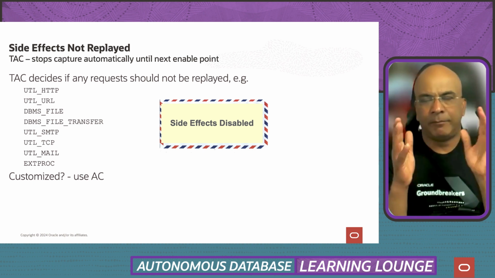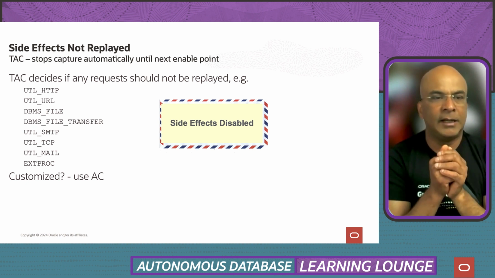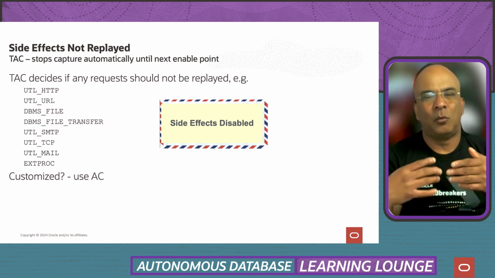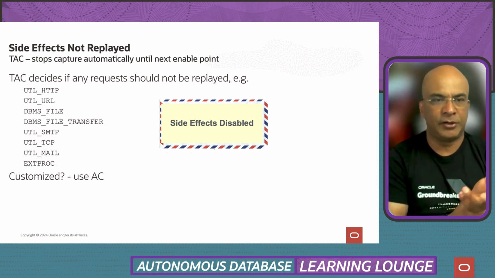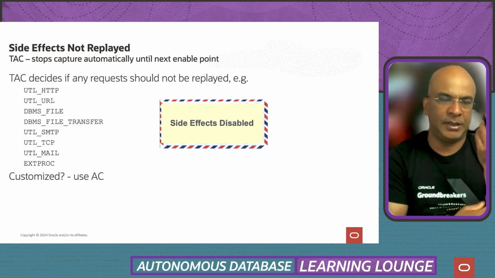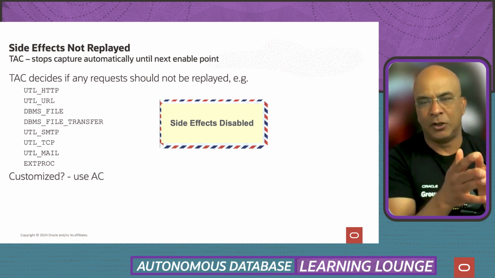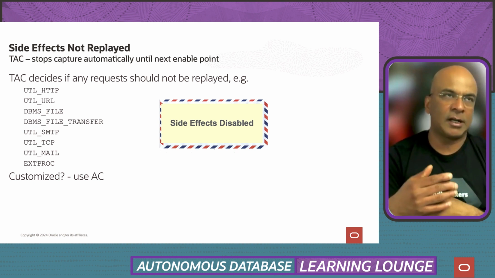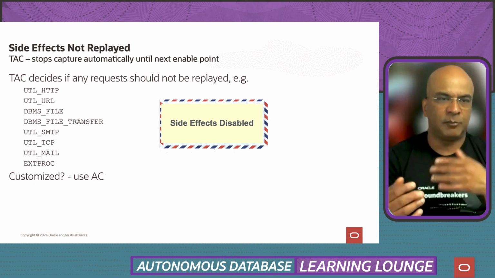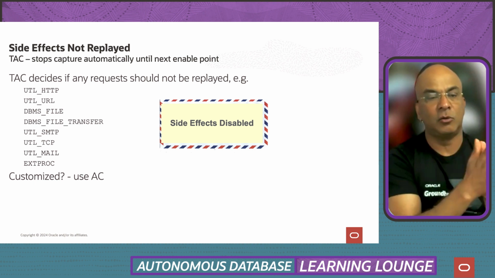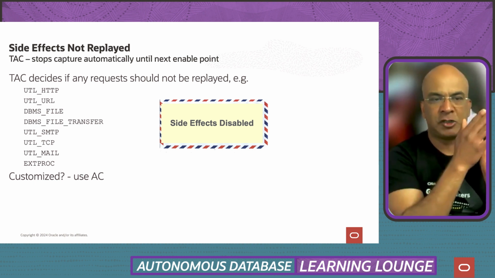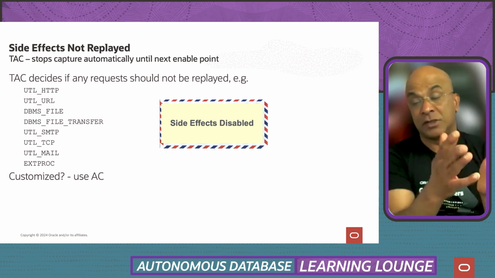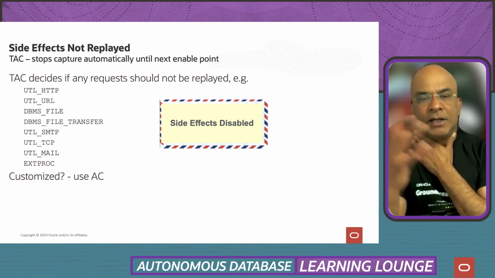Certain things, as I said, I did DBMS output, but you can see that anything that does any operation on the local side, we cannot do anything. For example, if you're using DBMS file or SMTP, we are not able to do any replay with TAC. With AC, you can customize it, you can add code to customize it, but with TAC, the default, we don't do it. For example, if you have an app which uses DBMS file transfer or DBMS SMTP and we fail over, we will decide, using TAC, that we'll not replay that, and we'll give you an error.